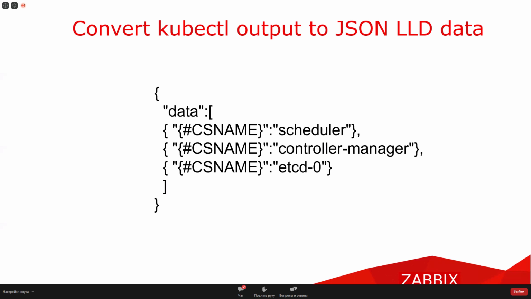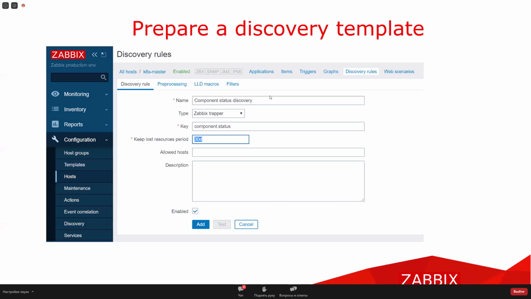So we format the data. So it's formatted this way. Convert kubectl output to JSON. So we have component names, scheduler, controller manager, etcd. We create a new Zabbix wrapper item, and we will be sending this JSON to this discovery rule, sorry, not item, but a discovery rule via Zabbix sender.